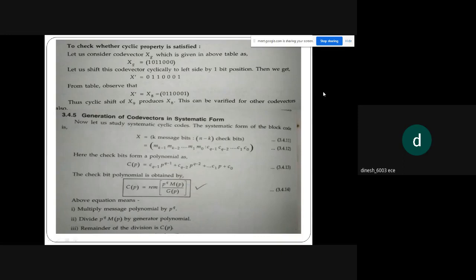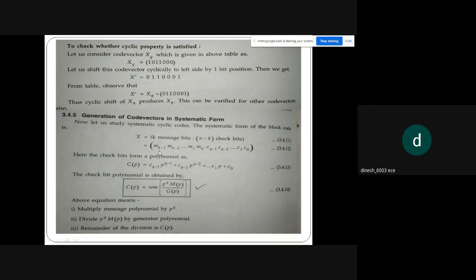So now let us see the systematic cyclic codes. How do we generate systematic cyclic codes for the entire block? For example, let us consider there are k message bits and q check bits, or n minus k check bits, as in equation 3.4.11. So X is the code vector, k is the message bits, and n minus k is the check bits.